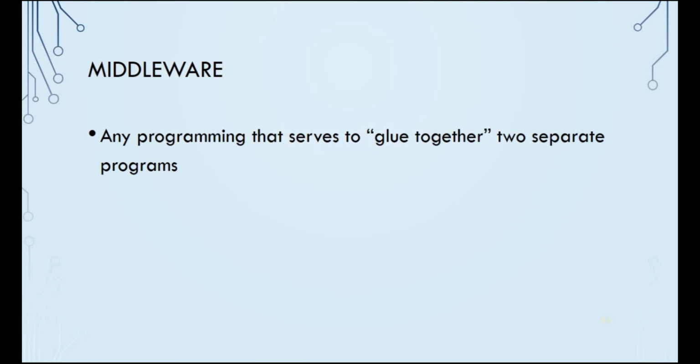Middleware. Middleware is any programming that serves as glue between two separate programs. It is a system or software that connects two different or separate or unrelated applications together. Data management, application services, messaging, authentication, and API management are commonly handled by middleware.